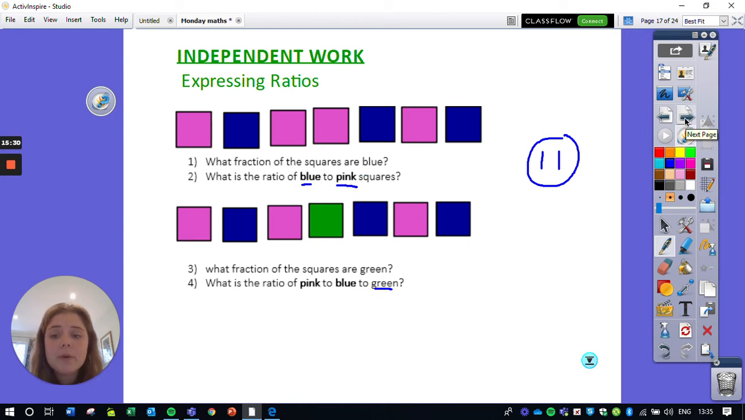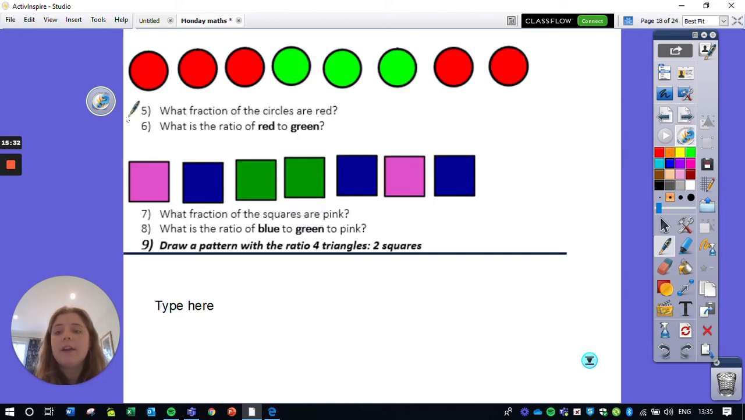Okay, make sure you've done those 4 questions because I'm going to move on to the next 4. There are 5 questions here, sorry. Questions 5 to 8 are exactly the same. Question 9, though, is asking you to draw your own pattern. So draw your own pattern with the ratio 4 triangles to 2 squares. Have a go at those 5 questions.